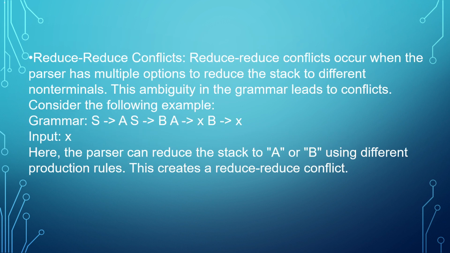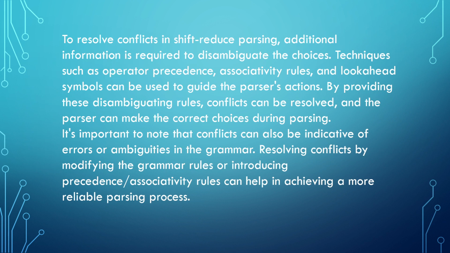Next, the second one is reduce-reduce conflicts. Reduce conflicts occur when the parser has multiple options to reduce the stack to different non-terminals. This ambiguity in the grammar leads to conflicts. We can consider the following example. Grammar: S → A, S → B, A → X, B → X. Input we have given as X. Here the parser can reduce the stack to A or B using different production rules. This creates a reduce conflict.